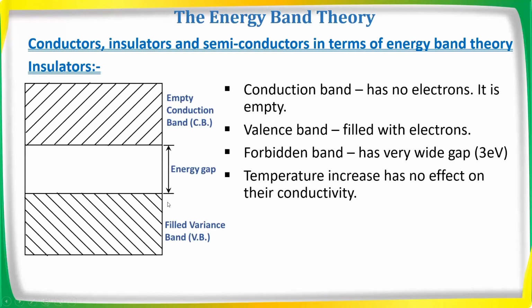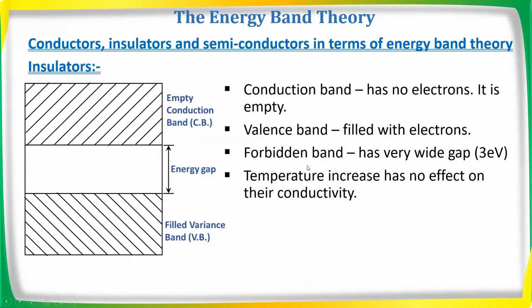This is a forbidden gap. Then we have the valence band, which is completely filled. Note, it is not variance, it is valence, V-A-L-E-N-C-E. The valence band is completely filled with electrons. And remember, we said there is no movement of electrons within the valence band. So even if they are here, they cannot move, and therefore it does not conduct.